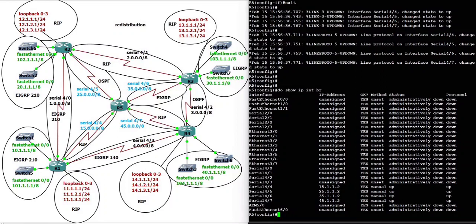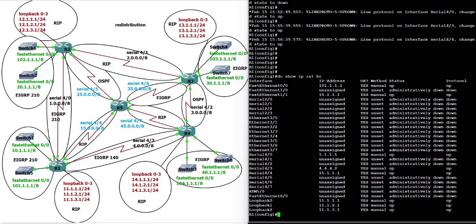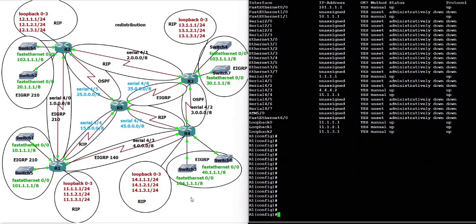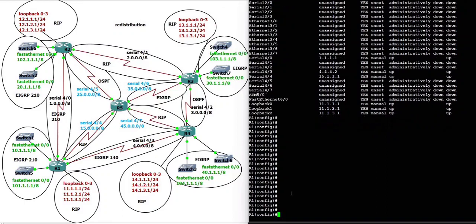Now we are going to configure routing protocols as per our topology. We are starting from router 1, and on router 1 here we have EIGRP 210, EIGRP 140, and RIP. So on router 1 here we have three routing protocols running. So let's configure it.